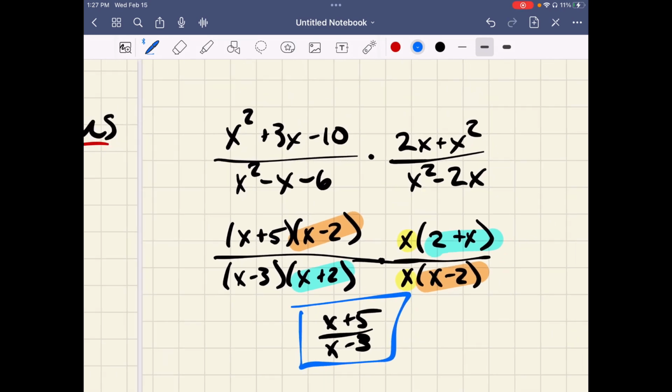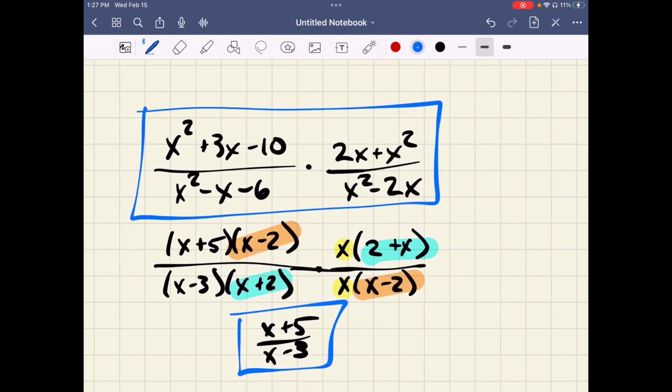So this final answer is the simplified version of our original expression.